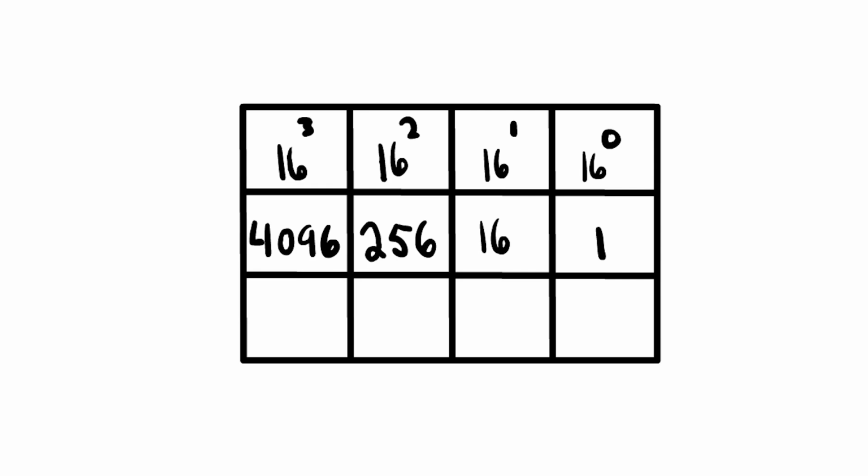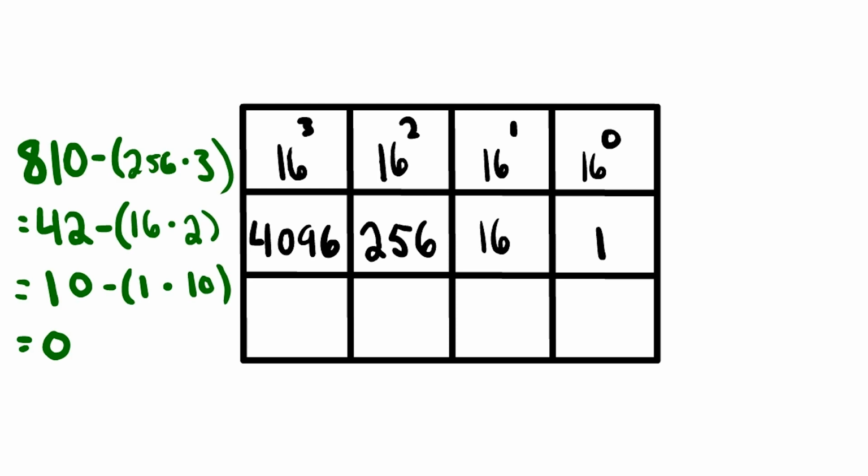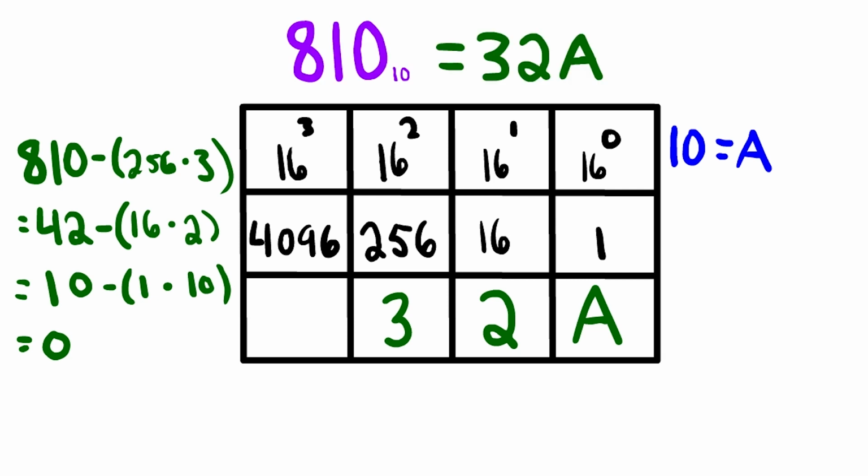Alright, so hopefully you should have gotten the answer 32A. If not, here's how I did it. I have my table with the powers of 16. Then I subtracted the largest multiple I could out of each column. I can subtract 256 3 times from 810, 16 2 times from 42, and 1 10 times from 10. Collecting the numbers in order and remembering that 10 is A, I have the answer 32A.